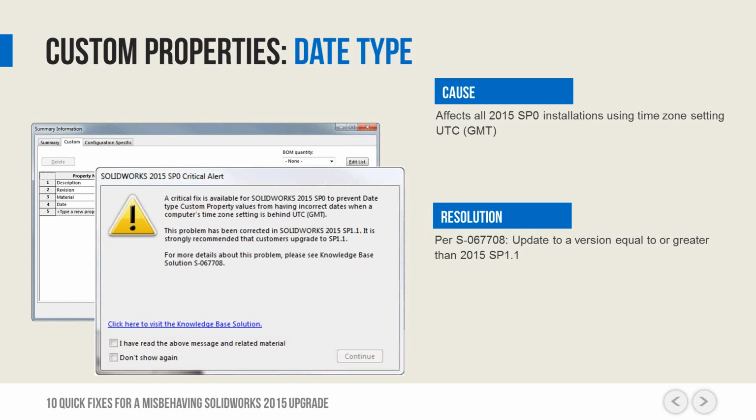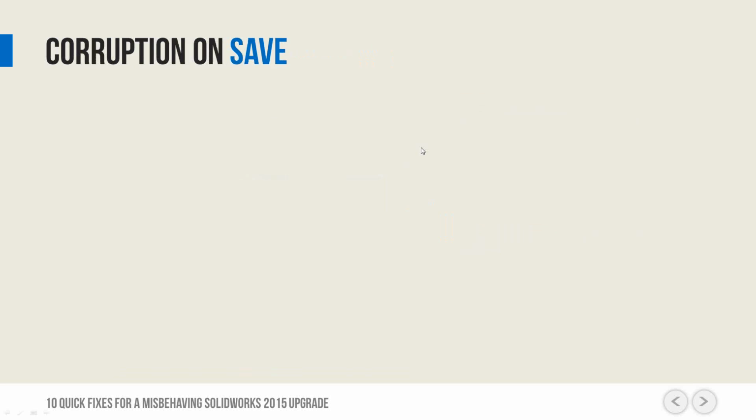Okay. If you haven't done that yet, you probably would have seen this screen when you open up SolidWorks, and this is letting you know there's a critical fix for SP0 that came out. It gives you a little bit more information and shows you a link to the knowledge base solution. So most people have probably seen this and already upgraded to SP1.1.